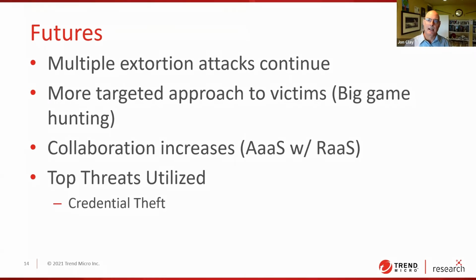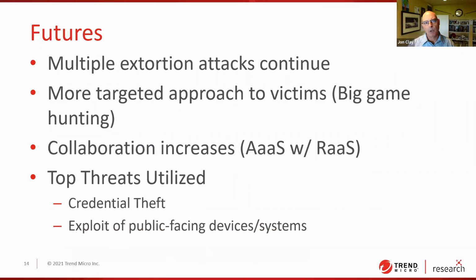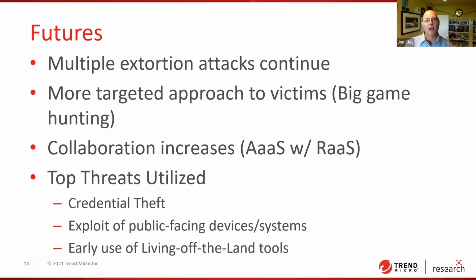Some of the top threats that we're seeing as part of the attack: credential theft, which I mentioned before. The exploitation of public-facing devices and systems is very high. That's one of the initial accesses, how to get into the organization: they're exploiting open IPs, public-facing infrastructure. And then the early use of living off the land tools, so mapping the network and lateral movement are all going to be done through a lot of those known tools. Some of these are tools that you may be using already inside your organization to do the same thing. So they're going to use those.